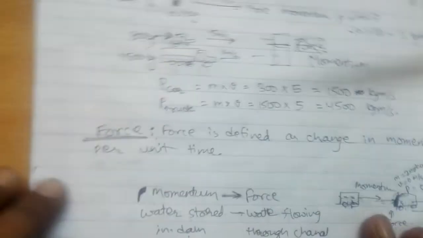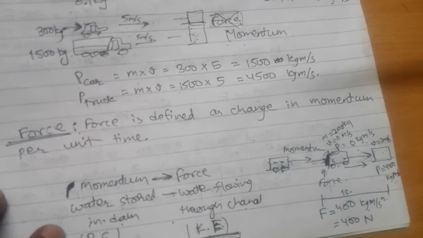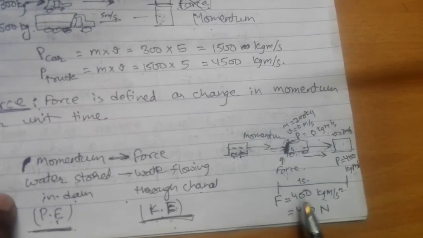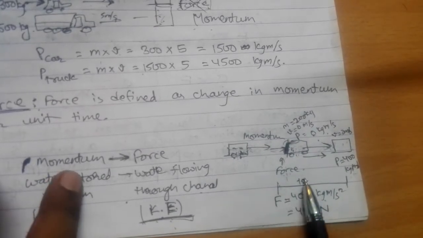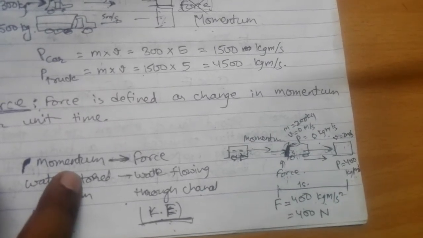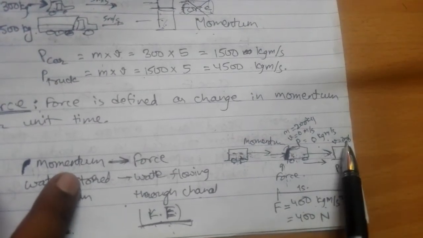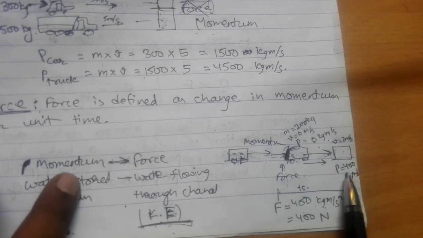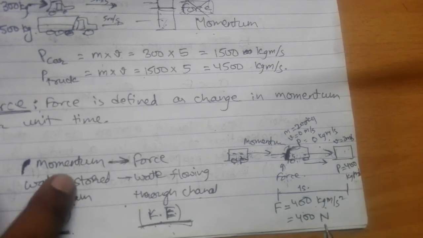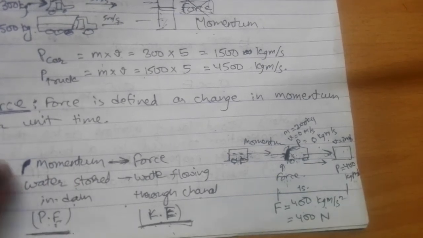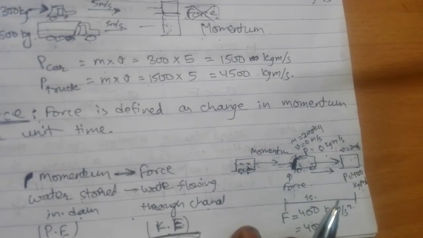So from this example it becomes clear that force is defined as the change in momentum per unit time. In 1 second, how much momentum is changed, that is called force. If you apply more force here, maybe its velocity will rise to 4 meter per second and its final momentum would be 800 kg meter per second and force would be 800 Newton. It goes like that. Yes.